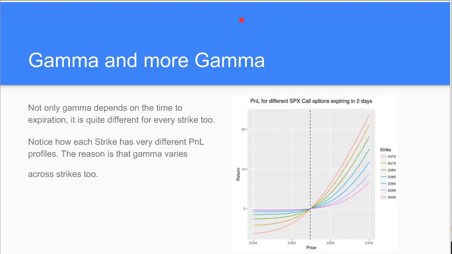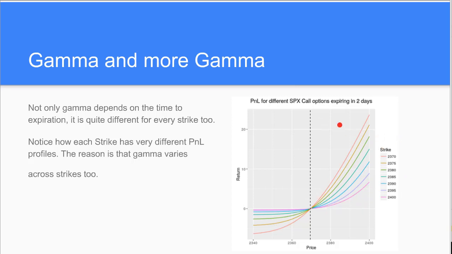So let's continue talking about gamma. It is very important. We are going to optimize gamma. Let's try to understand more about gamma. So in the previous slide, we saw that gamma changes with time, and that it has a tremendous relationship with time. Now let's look at strikes, what we call moneyness, but let's call it strikes.